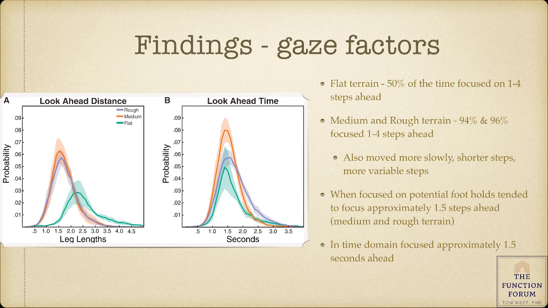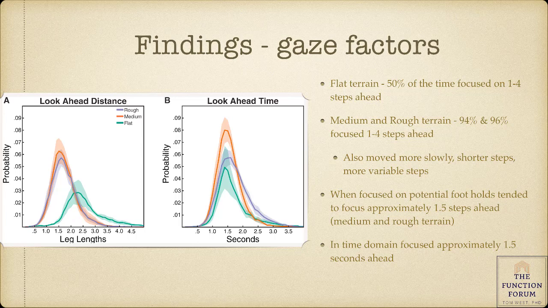I find the technology to be amazing, that they could track, again, where the eye was focusing at any given time. And we see some very big differences when you read the article about where the person looked under these different conditions. On flat terrain, about 50% of the time, the individual was focused on basically a region 1 to 4 steps ahead. That means that 50% of the time they were focused beyond that, potentially looking at the environment, enjoying the scenery, looking at birds, etc.